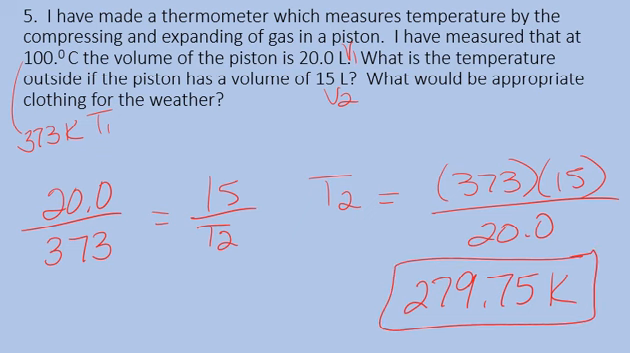All right, now just to humor us, I'm going to go 279.75 minus 273, which is equal to 6 degrees Celsius. So it's extremely cold out. And so at 6 degrees Celsius, you are dressing warm.